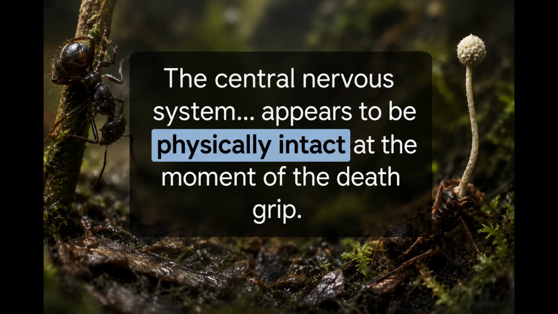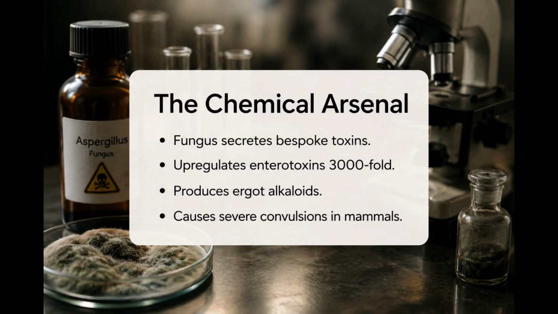But honestly, here is the absolute creepiest twist. Despite all this physical destruction of the muscle tissue, researchers found that the central nervous system, the ant's brain and motor neurons, actually appear physically intact at the exact moment of the death grip. The fungus acts locally on the muscles, like a puppeteer pulling strings, leaving the host's brain physically unharmed while stripping away all its control. So how exactly does it pull off this puppetry without destroying the nerves? Well, it uses a highly bespoke chemical arsenal. Right at the moment of biting, the fungus boosts its production of specific toxins by a staggering 3,000-fold.